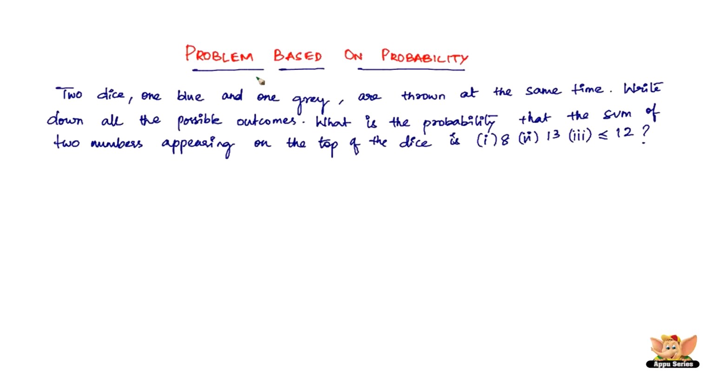So in this video, let us solve a problem based on probability, and we've got a problem here which reads like this. It has to do with dice. There are two dice, one blue and one gray. They're thrown at the same time. Write down all the possible outcomes. What is the probability that the sum of the two numbers appearing on the top of the dice?